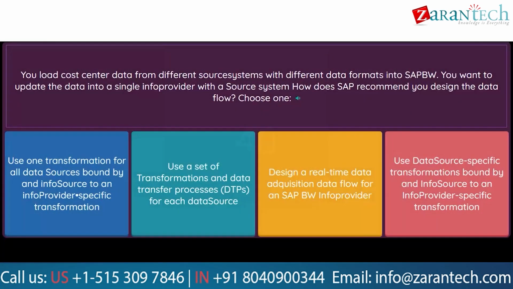Question: you load cost center data from different source systems with different data formats into SAP BW. You want to update the data into a single InfoProvider with a source system. How does SAP recommend you design the data flow? Choose 1. Option 1, use one transformation for all data sources bound by an InfoSource to an InfoProvider-specific transformation. Option 2, use a set of transformations and data transfer processes, DTPs, for each data source. Option 3, design a real-time data acquisition data flow for an SAP BW InfoProvider. Option 4, use data source-specific transformations bound by an InfoSource to an InfoProvider-specific transformation.